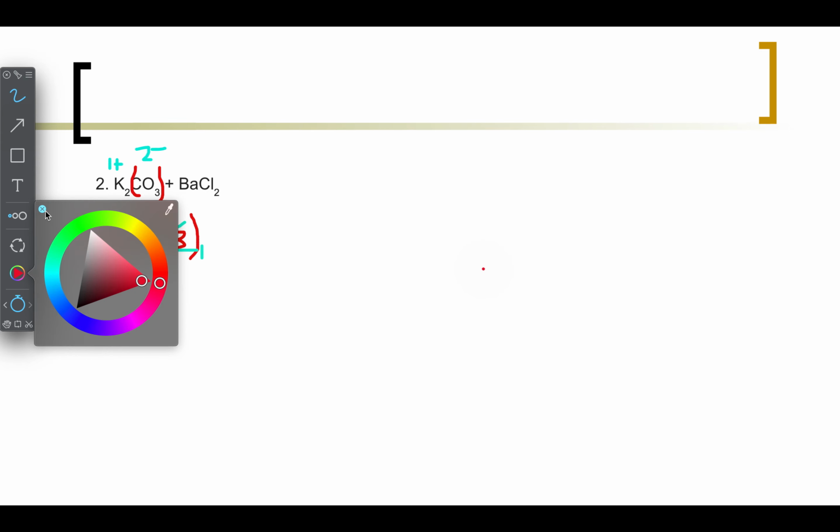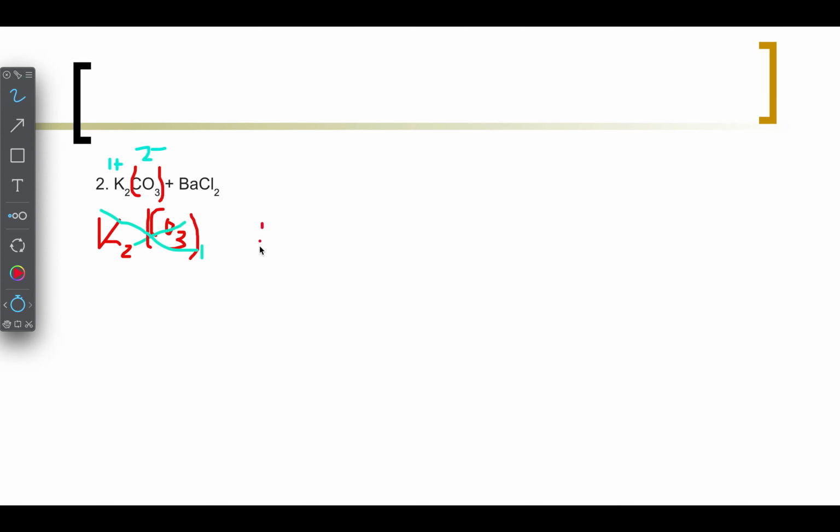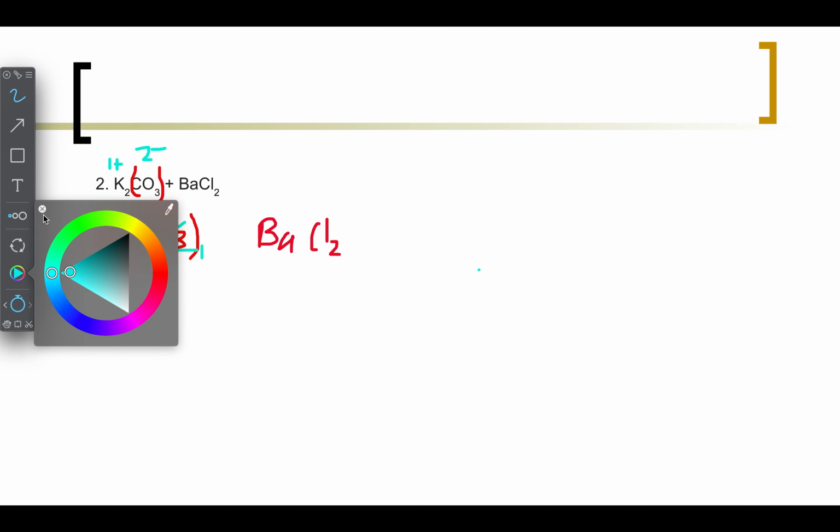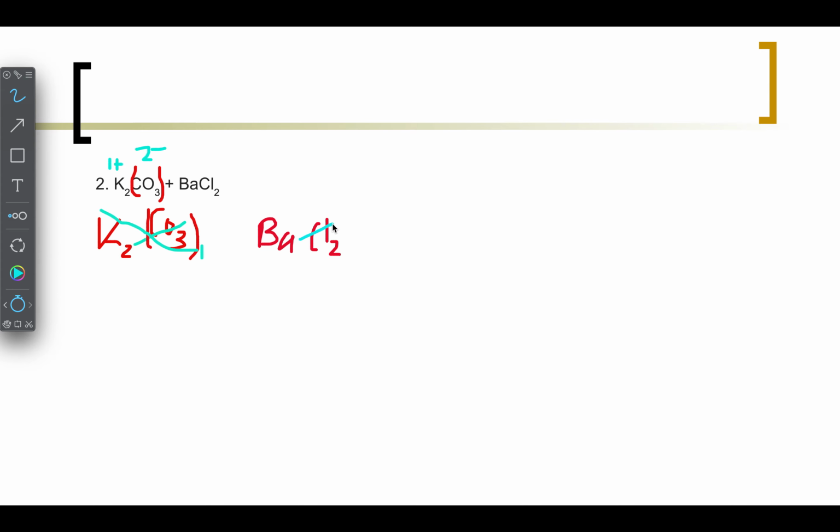Okay, let's go back to red. So we have BaCl2. We're gonna swap them, figuring out the charge. So Ba is a 2 positive because we swapped, and Cl is a 1 positive. Again, you could find all this on the periodic table. I just find it faster to do this little method. Okay, so let's get rid of all of that.